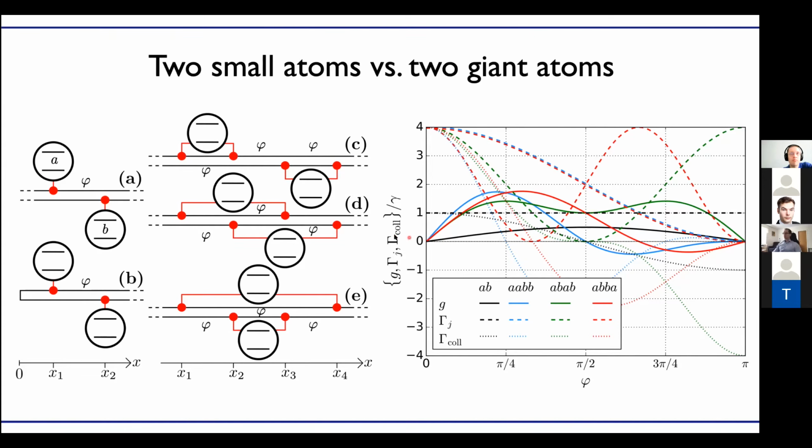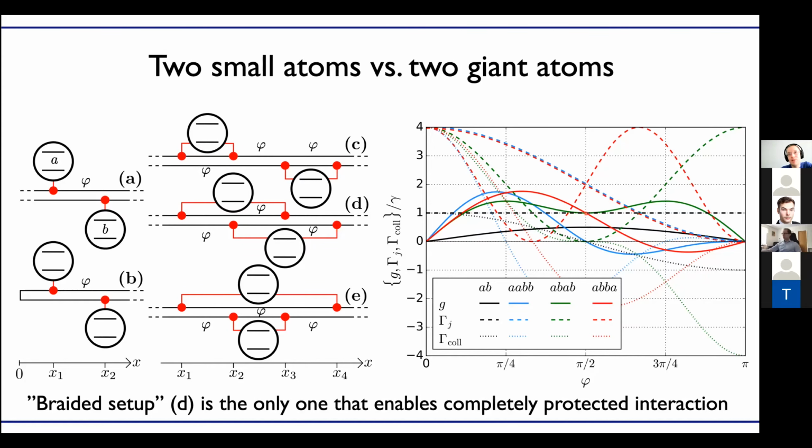But the special one is what we call a braided setup here in D, where the coupling points are intertwined. It's one for the first atom, and then one for the second atom, and one for the first atom. So here, this is the green lines. If you look at the dashed lines, the individual decay goes to 0 here at pi/2, and also the collective decay goes. So all the decay goes to 0. But in the solid line, we see here that the exchange interaction is non-zero.